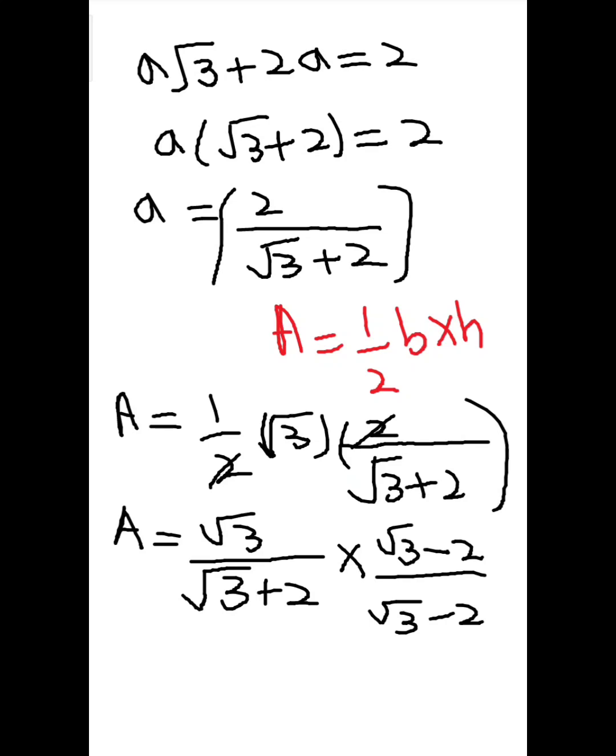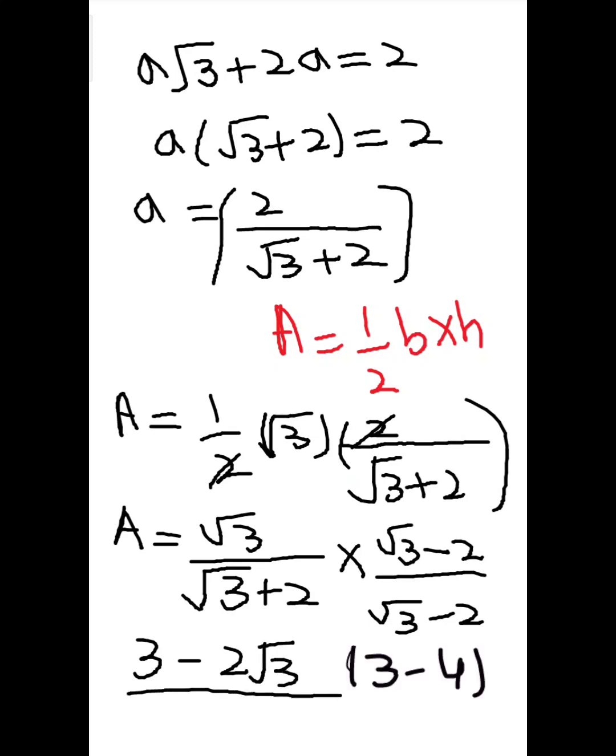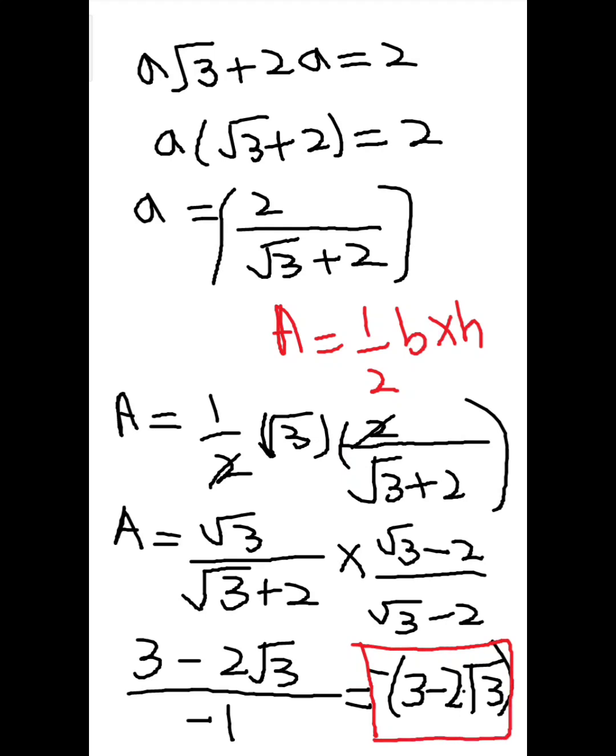So now square root 3 times square root 3 will be 3, minus 2 times square root 3. And in the denominator, it will be a squared minus b squared, which means 3 minus 4. So it will be minus 1. Or we can write it as minus 3 minus 2 times square root 3. So the area of the green region, or green triangle, is square root 3 times... 3 minus 2 square root 3.